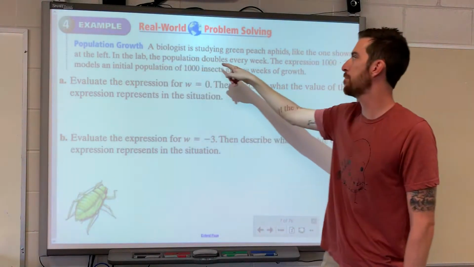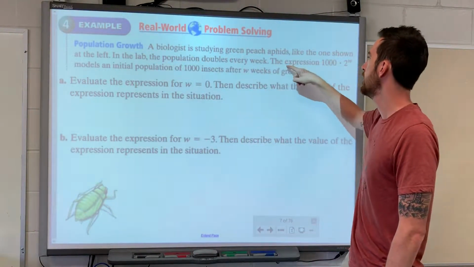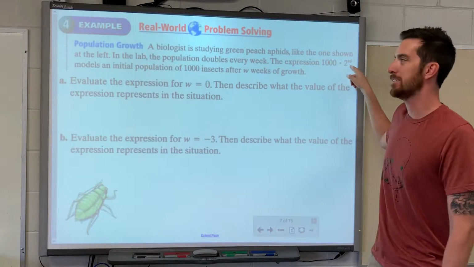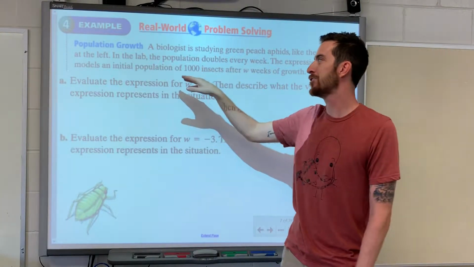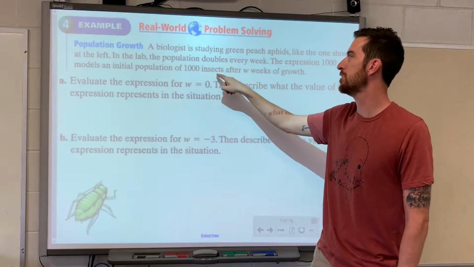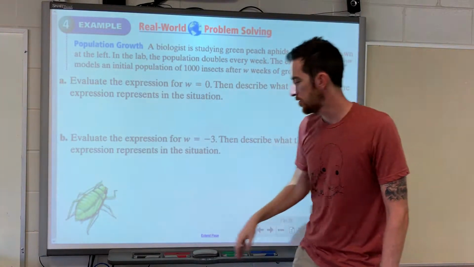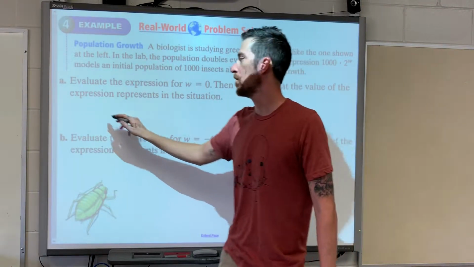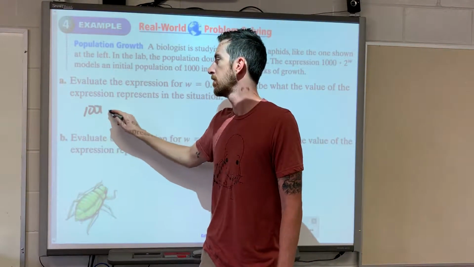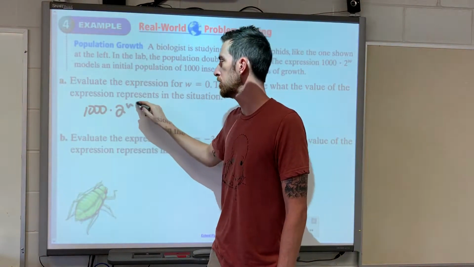In the lab, the population doubles every week. The expression 1,000 times 2 to the W models an initial population of 1,000 insects after W weeks of growth. So, look at that formula. You have 1,000 times 2 to the W.